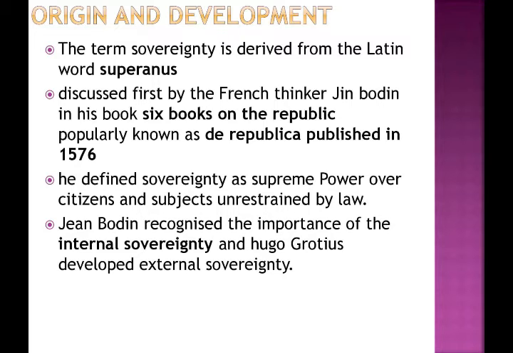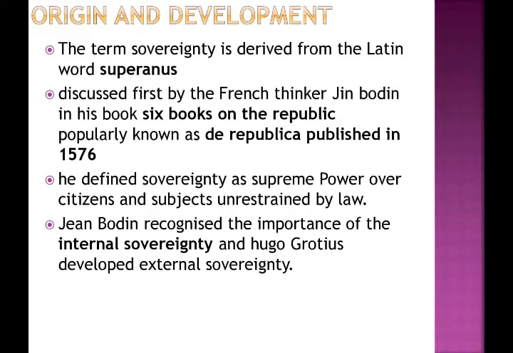He defined sovereignty as a supreme power over citizens and subjects, unrestrained by law. For the first time, he gave this definition. Then he recognized the importance of internal sovereignty, and Grotius developed external sovereignty. Afterwards, after the origin of the term sovereignty and recognition of its importance, it evolved by incorporating two aspects, known as internal sovereignty and external sovereignty.